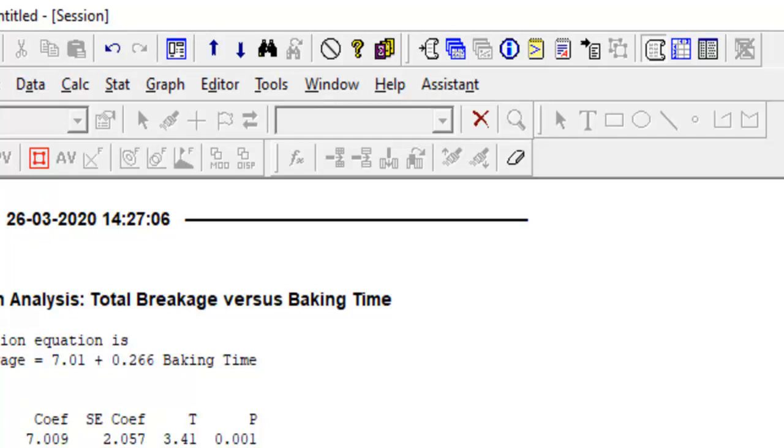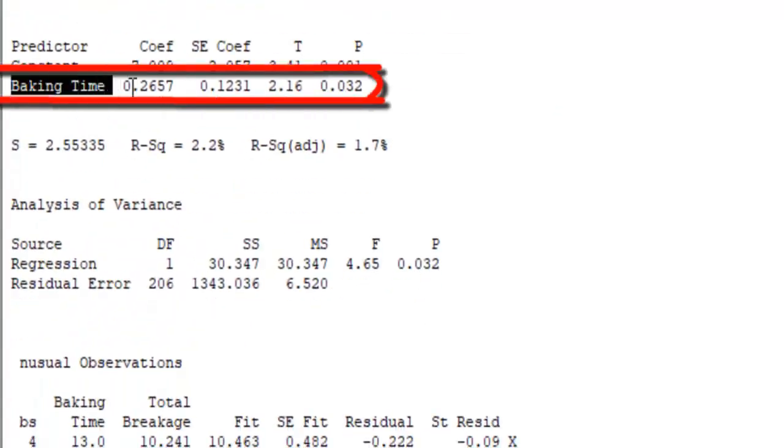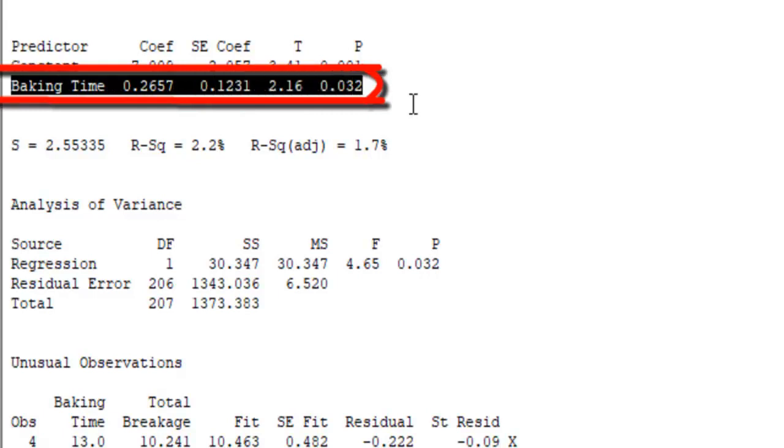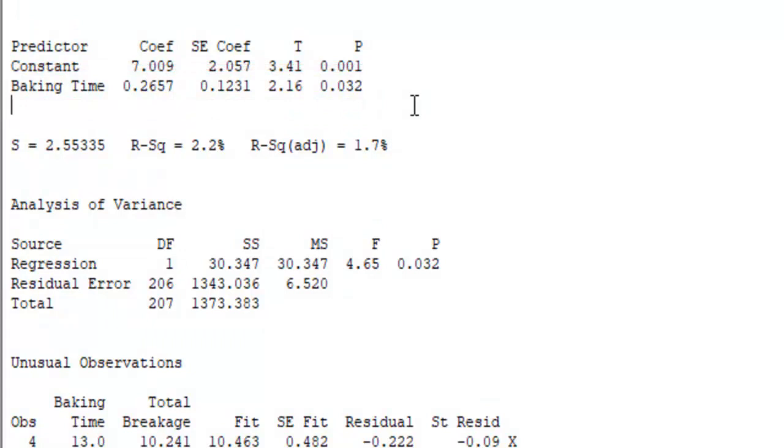पहली चीज जो हमको चेक करनी है will be the p-value of the factor that I have chosen. You guys can see this? Baking time, उसका p-value is coming at 0.032. Yes, sir, दिख रहा है. Or should I magnify? दिख रहा है?